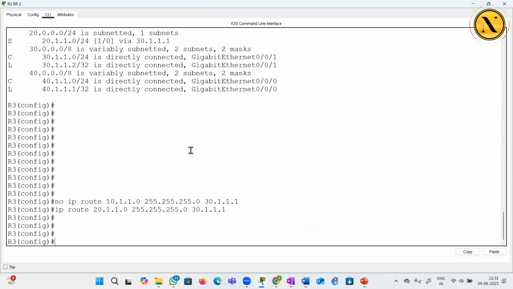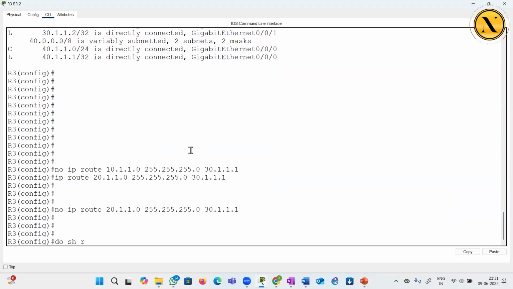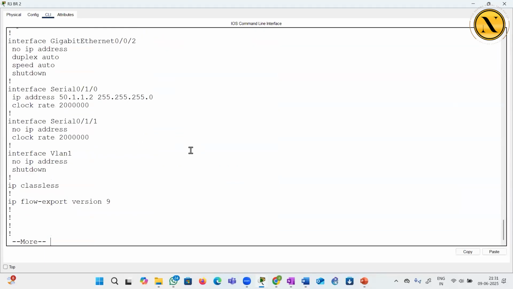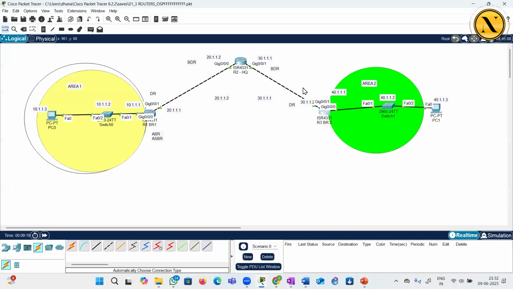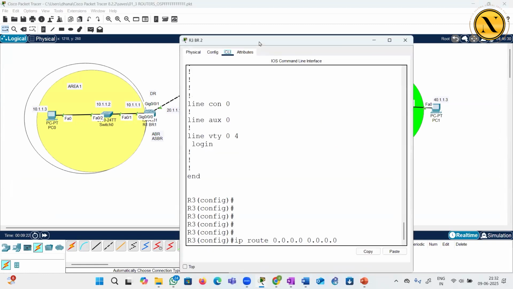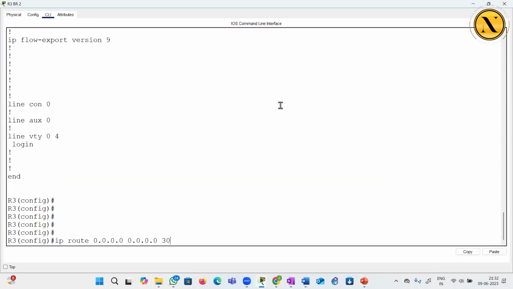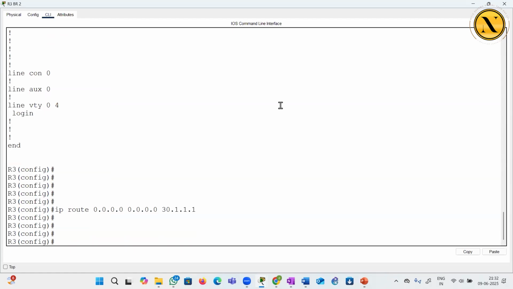So I removed which one? Again, I'll say no, and I removed 10. Now I'll remove 20. Control A, no, gone. Do show run. Are both gone? Yes. So I'll configure IP route 0.0.0.0 0.0.0.0. And who's my next hop? 31.1.1. Only one. Done. Do show IP route.